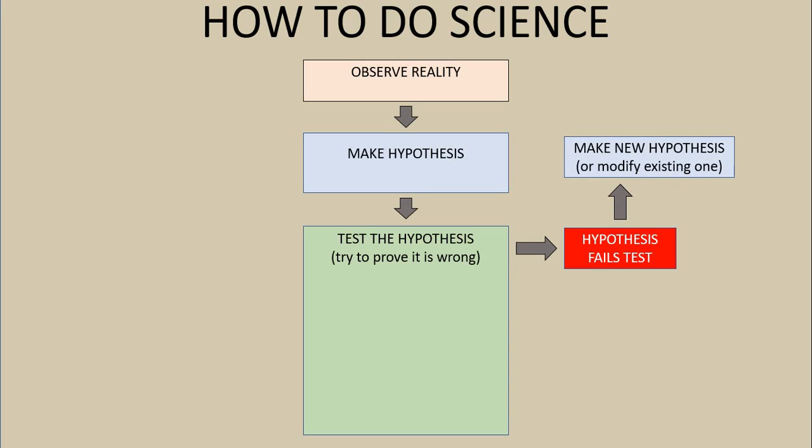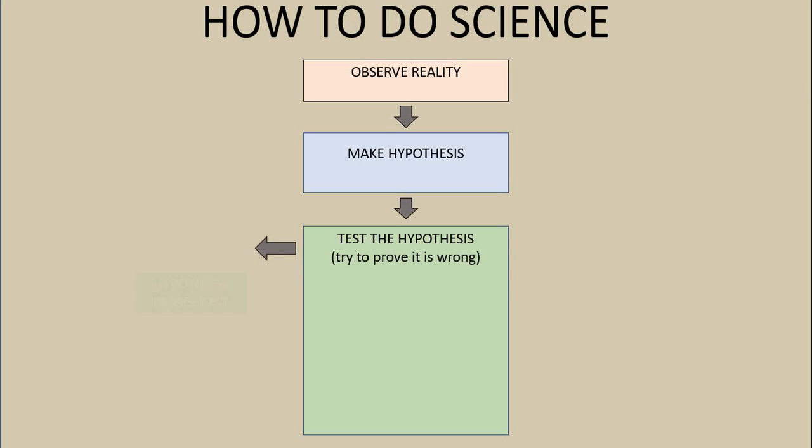And then you need to make a new hypothesis or modify your existing one. So you might say, oh, well, it's not fairies, maybe it's elves that paint the leaves green. And you can test that hypothesis. And if it turns out that's wrong, you either modify or make a new hypothesis.